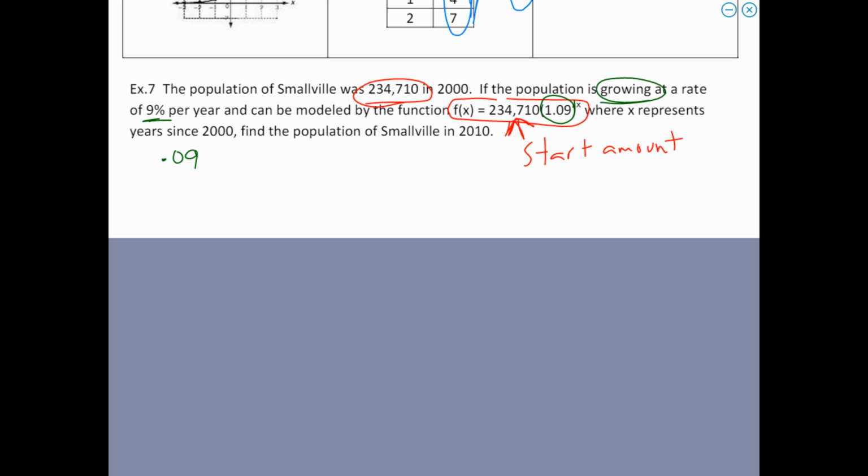If I multiplied 234,710 times 0.09, would it go up? Would it grow or would it go down? Grow. It's positive. Put it on your calculator. If you didn't grab a calculator, you're going to need one for everything that we're doing today. And so y'all need to start grabbing a calculator as you come in without being told to.